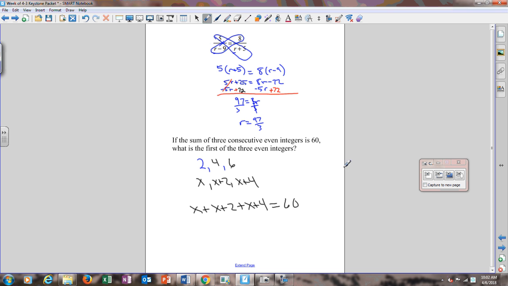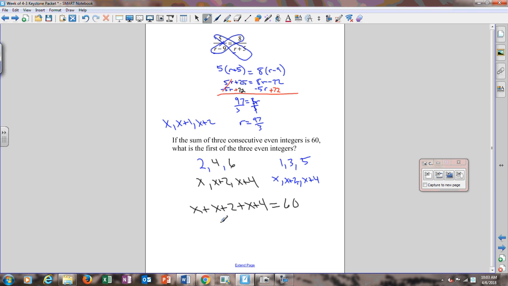Now for the record, it's the same thing with odd integers. 1, 3, 5 would be x plus 2, because 1 plus 2 is 3, or x plus 4, because 1 plus 4 is 5. Sometimes it doesn't say even or odd at all. It just says sum of 3 consecutive integers. And that would be x plus 1, x plus 2.